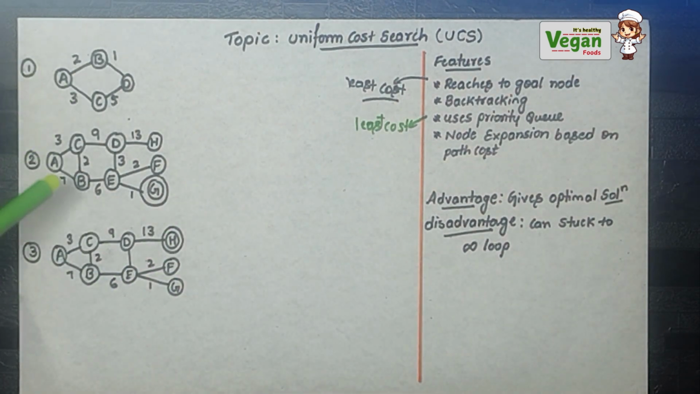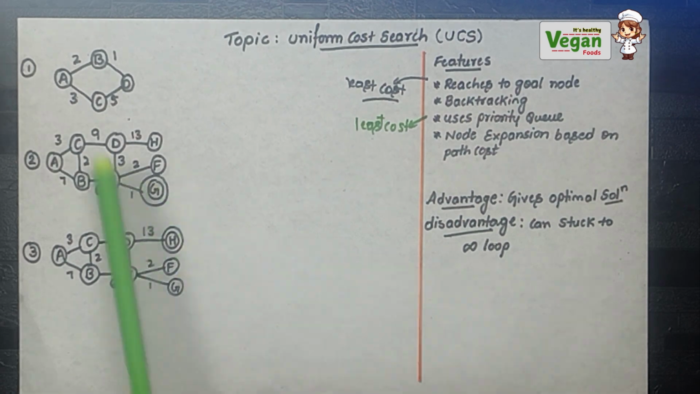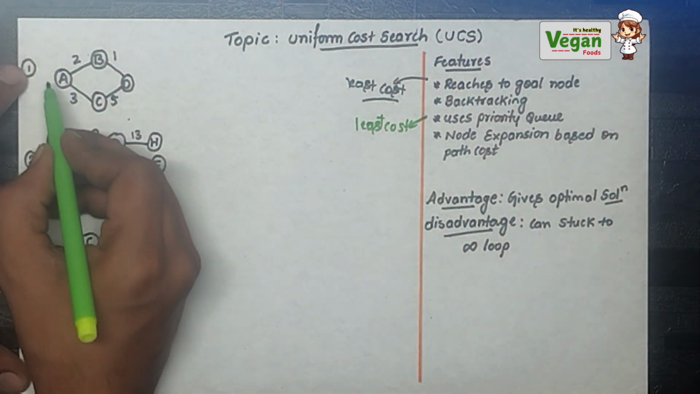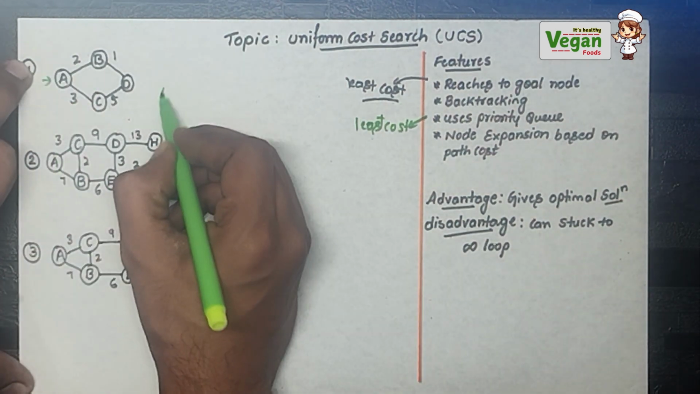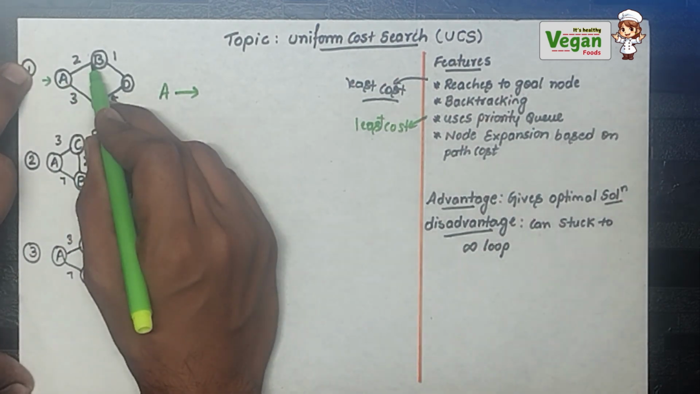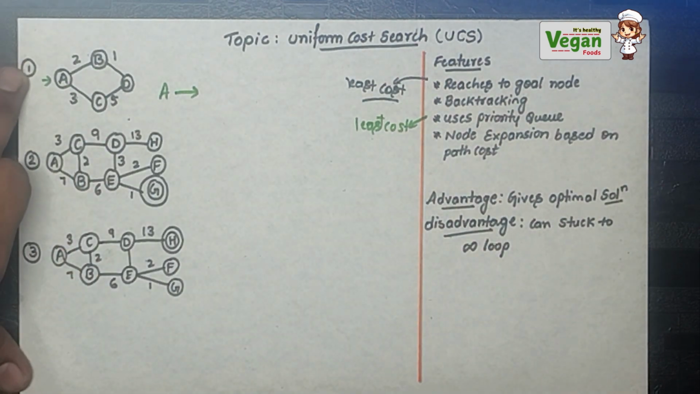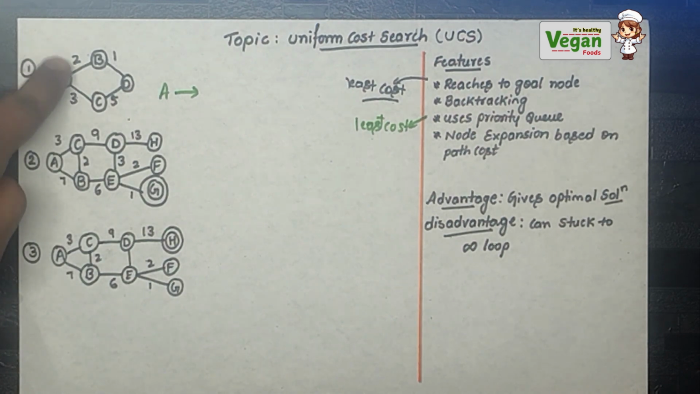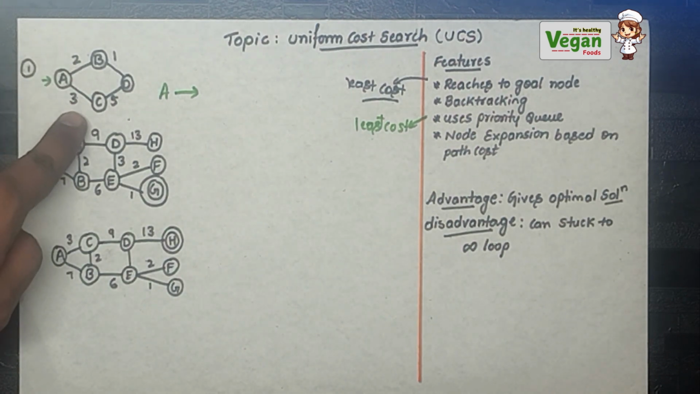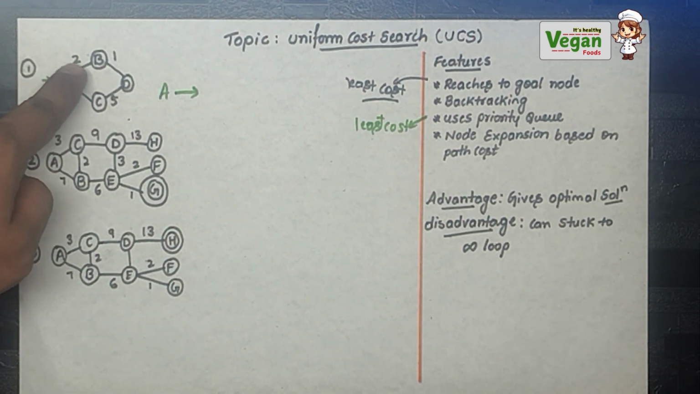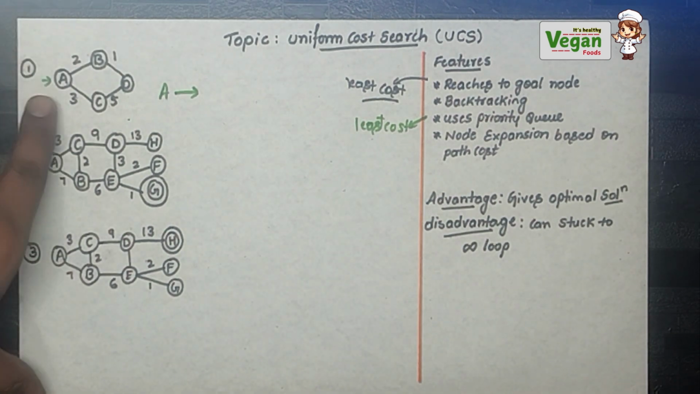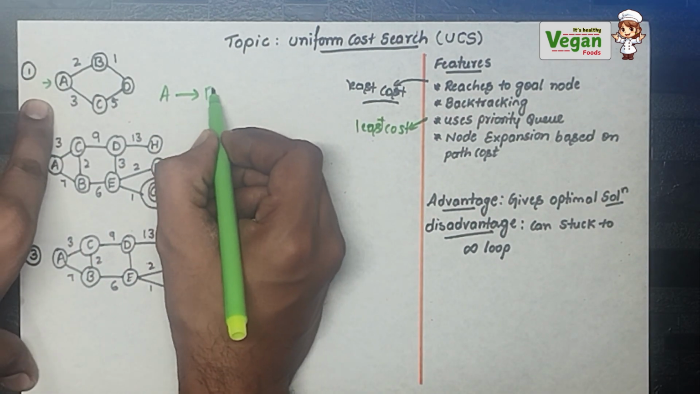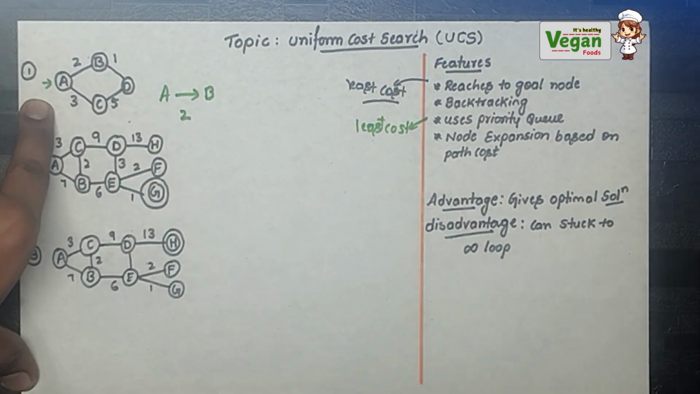We are taking 3 problems. This is the beginner problem and the others are intermediate problems. Let's discuss them. For the first question, if we start from A, I can go to B or I can go to C. Which is of the least cost? From A to C it is 3 and from A to B it is 2. So the least cost is 2, and I will move from A to B with cost 2.